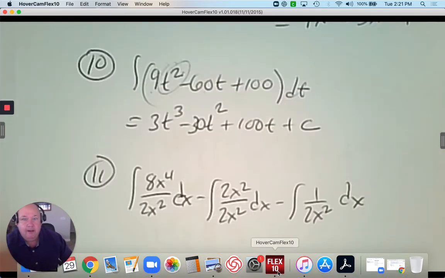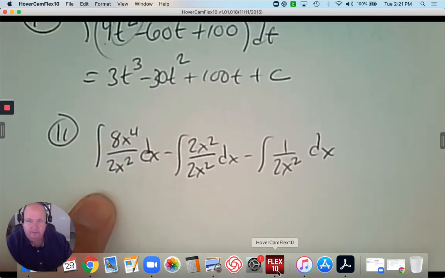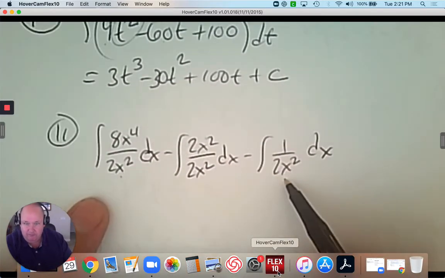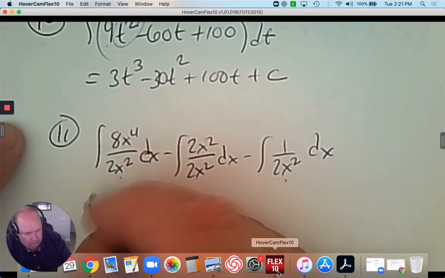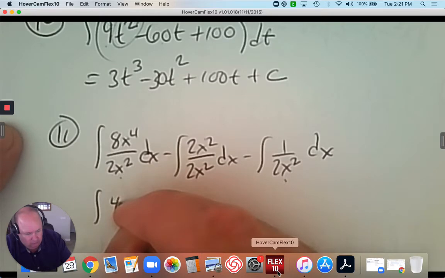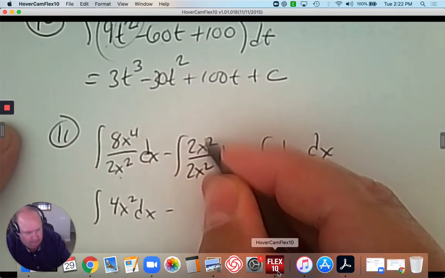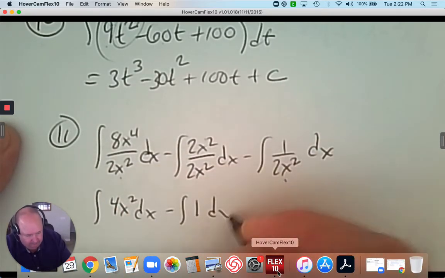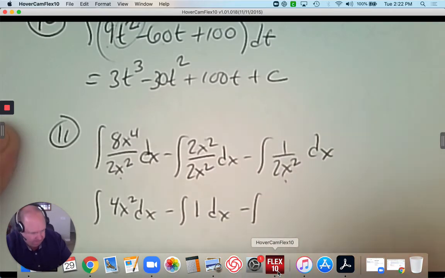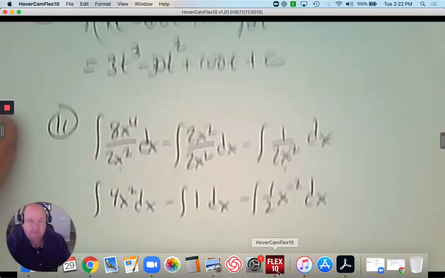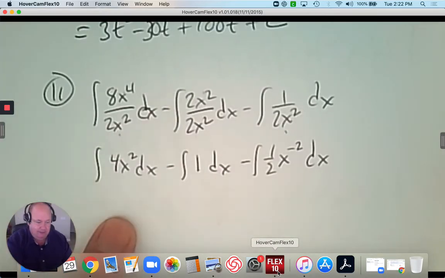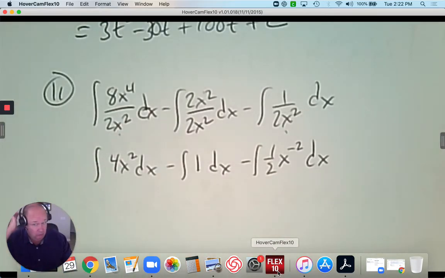Here we go. So that 2x squared can go into each term. So I can simplify it and then do my power rules. So if I simplify this, this is just 4x squared. If I simplify this, it's just 1. If I write this one properly, it's 1/2 x to the negative 2. Now, with that step, just simple integration rules.